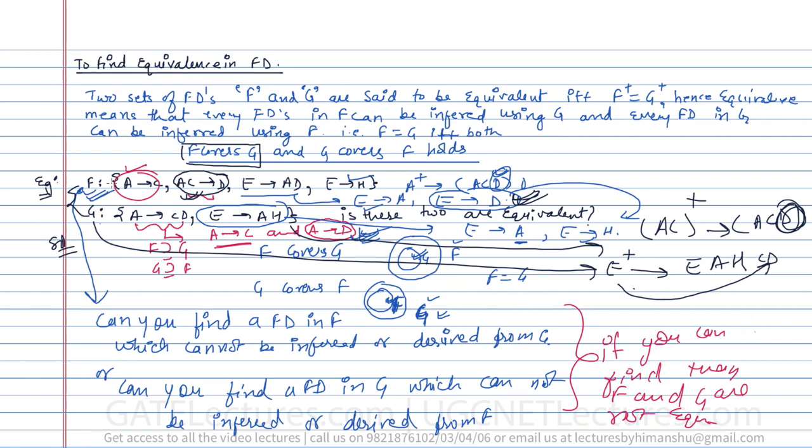So let us take a few more examples of equivalence. Assuming that we have the following functional dependencies and we want to identify whether they are equivalent or not. Assuming the functional dependency set F is A derives B, B derives C, and C derives D, and the functional dependency set G is A derives BC and C derives D. These are the two sets of functional dependencies given, and we have to identify whether F is equivalent to G or not.